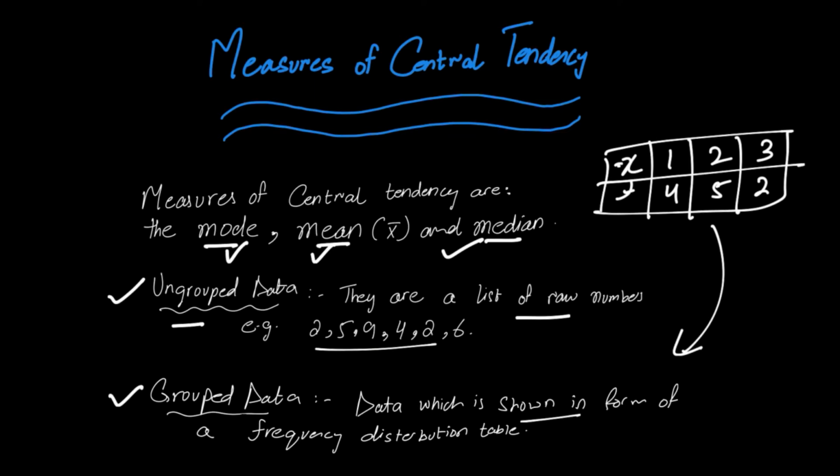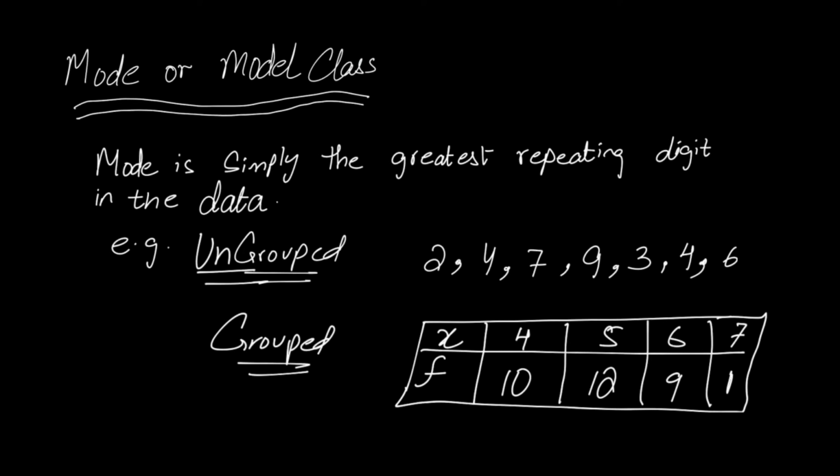Now let's take a look at the first central tendency, which is mode. Mode or modal class is basically the most frequently repeating digit in a data set. For example, in the ungrouped data, you can see that 4 is repeated twice, so the mode will be 4. But if two of the digits are repeating twice, for example there are two 2's, then there will be two modes, 2 and 4.